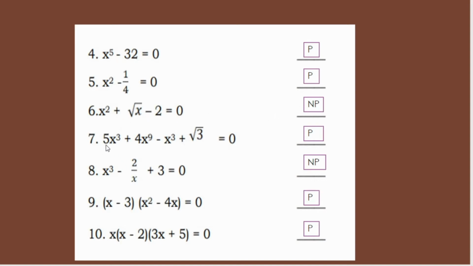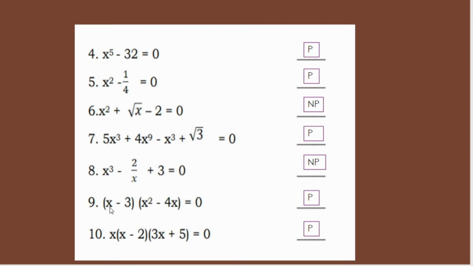Number 7, 5x cubed plus 4x to the 9 minus x cubed plus square root of 3 equals 0. So the exponents in here are positive. That is why number 7 is a polynomial. Number 8, x cubed minus 2 over x plus 3 equals 0. So in this term, we have a negative 2 over x. So our variable is a denominator. That is why number 8 is not a polynomial.